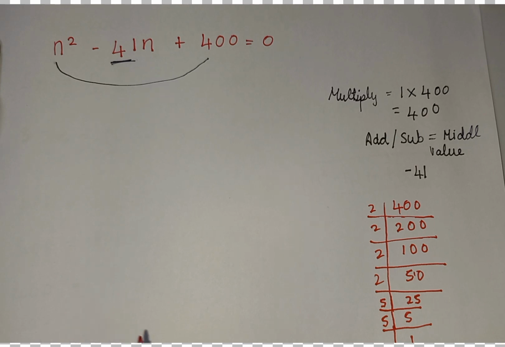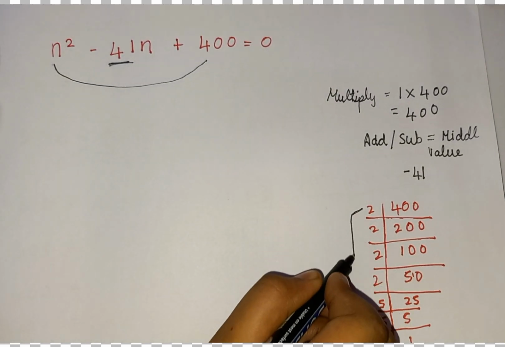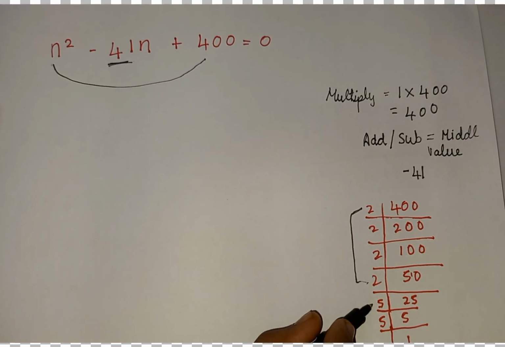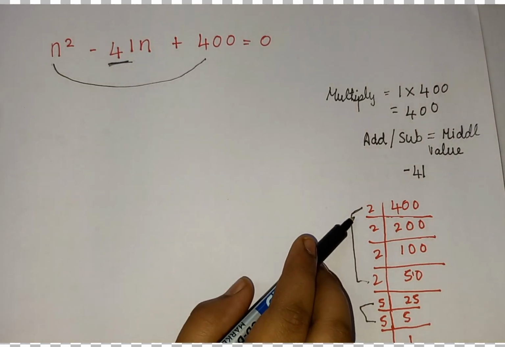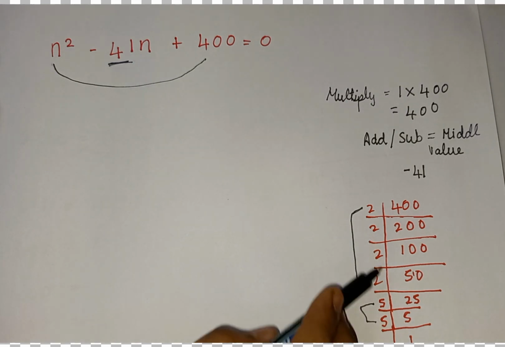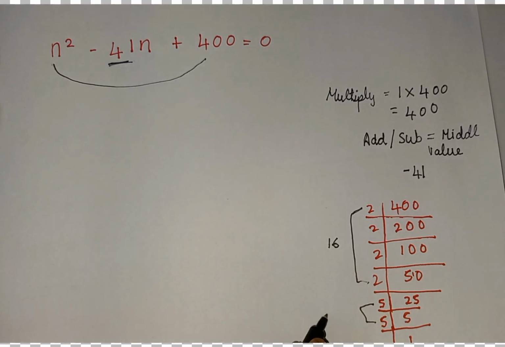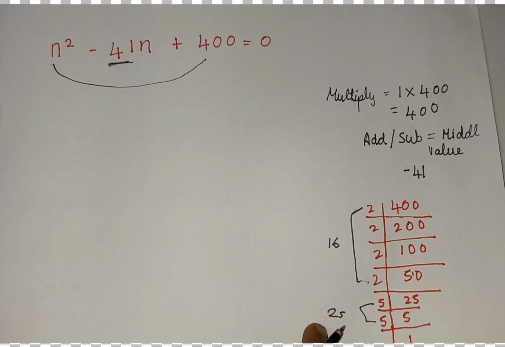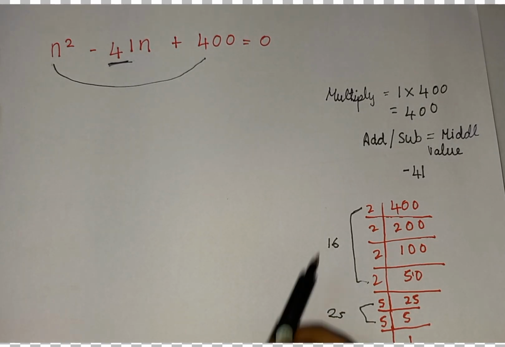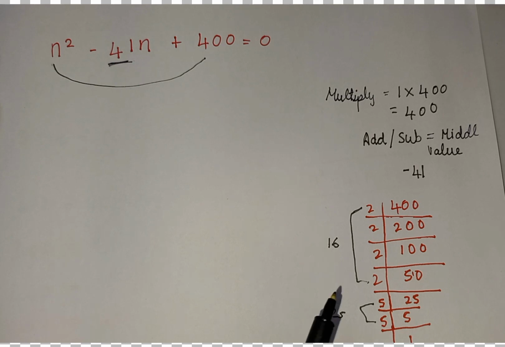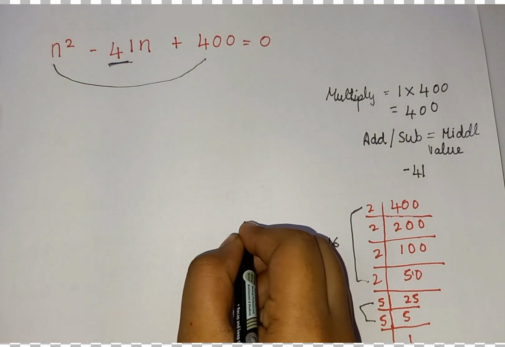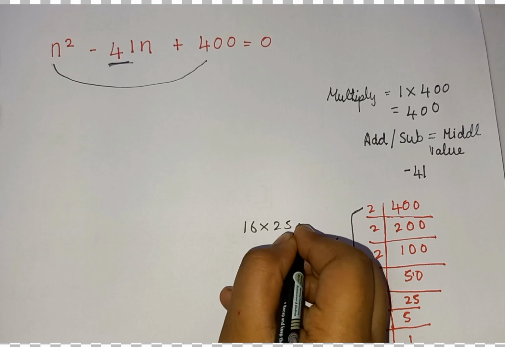Now we are going to multiply all the 2s, and we are going to multiply this 5 and this 5. When I multiply 2 into 2, 4, 4 2s are 8, 8 2s are 16. So I get 16. Here 5 5s are 25. Now we got the factors, isn't it? When I multiply them, 16 into 25, I get 400. If you multiply and see, 16 into 25 will get 400.